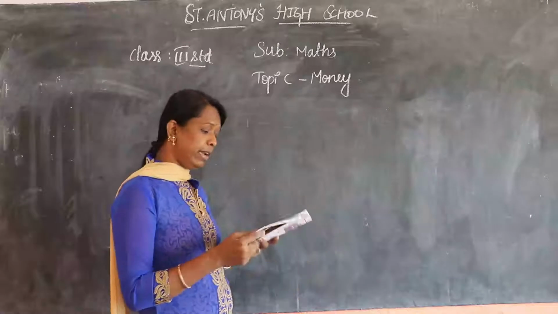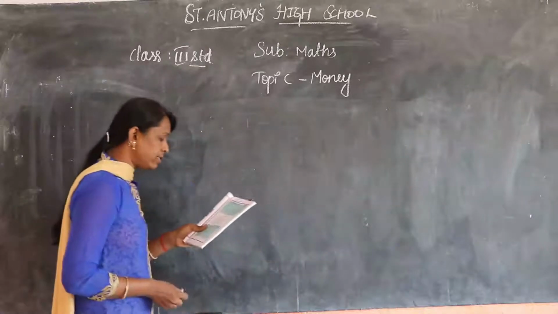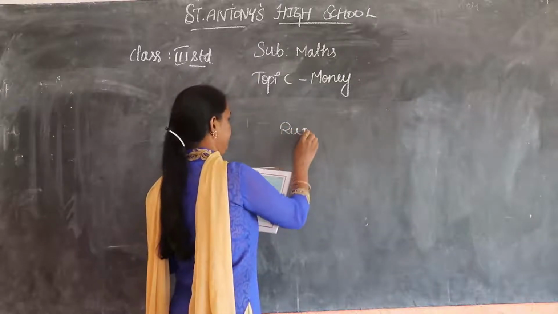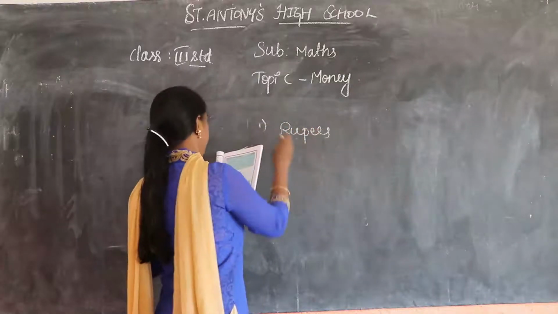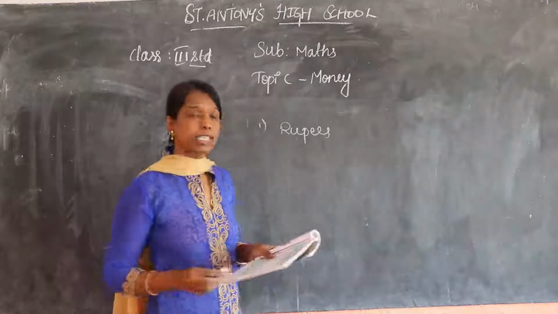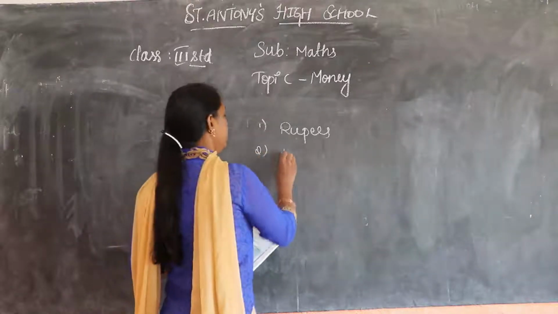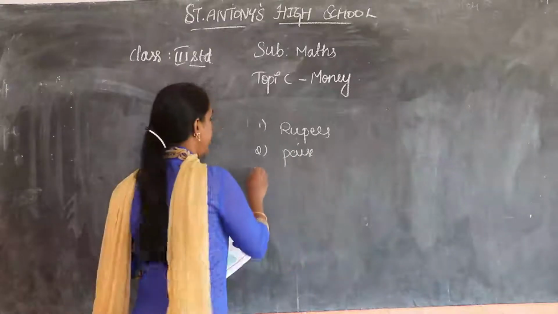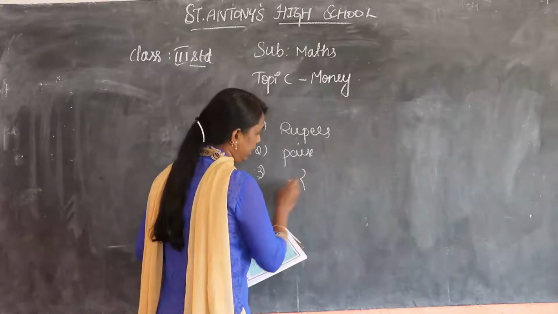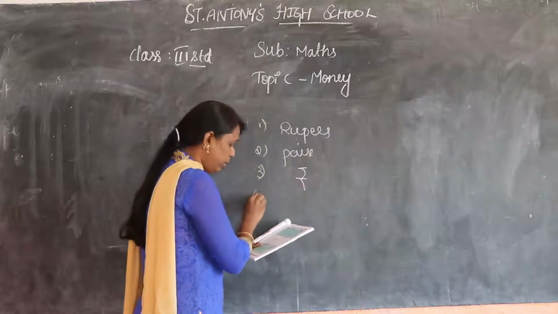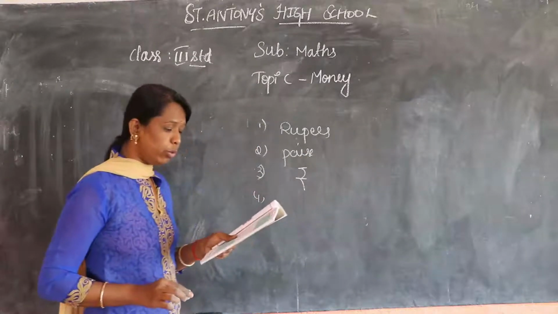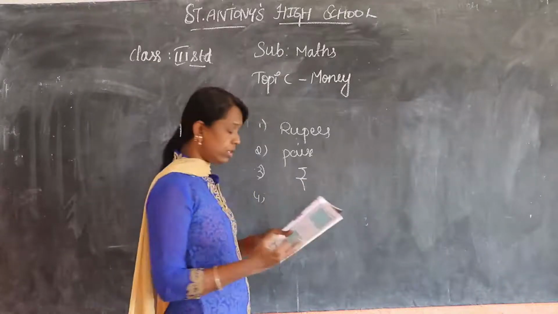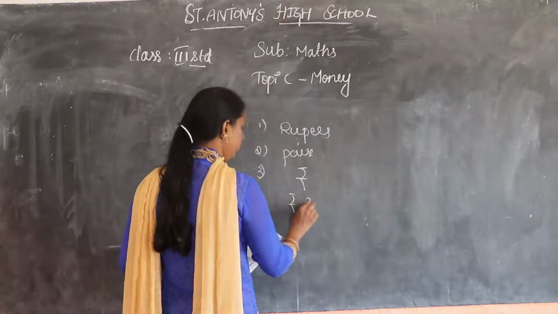From your exercise number 9.2, fill in the blanks. The currency of India is what? Rupees. And the smaller unit of rupees is what? Paise. Third one, the symbol of rupees is, so children write neatly like this. And fourth one, the number form of 2 rupees is how much? So write down 2 rupees in terms of 2 rupees, 2.